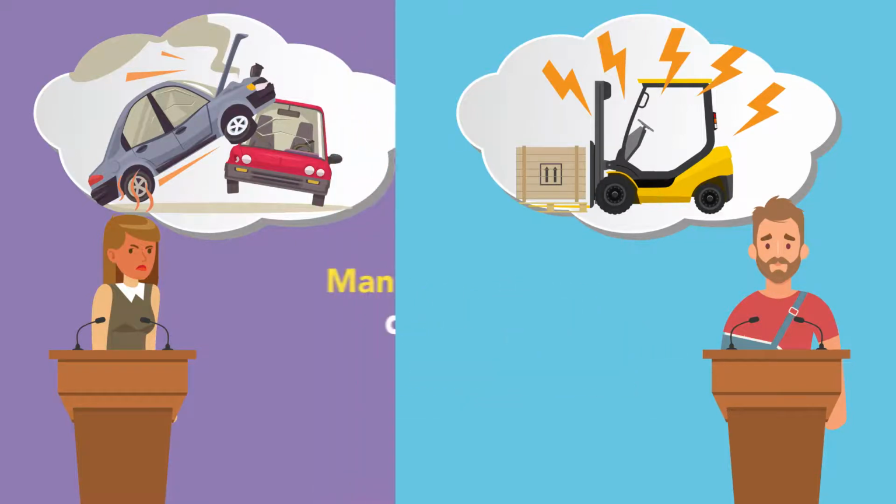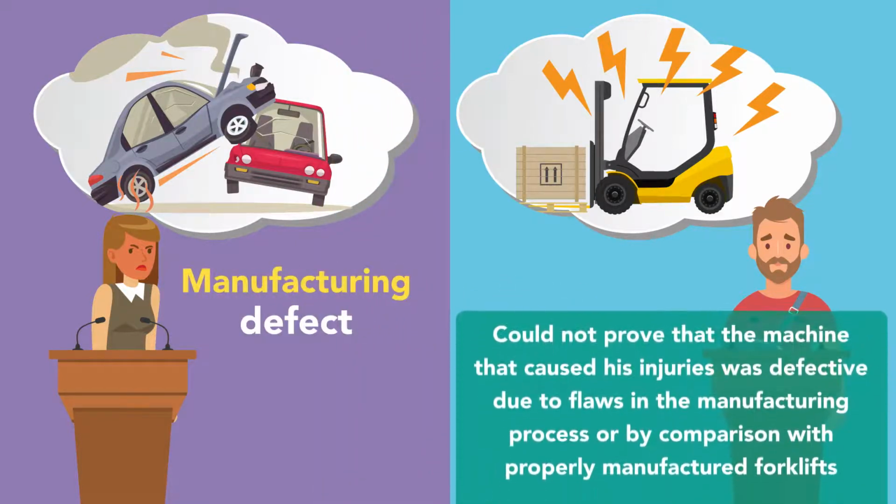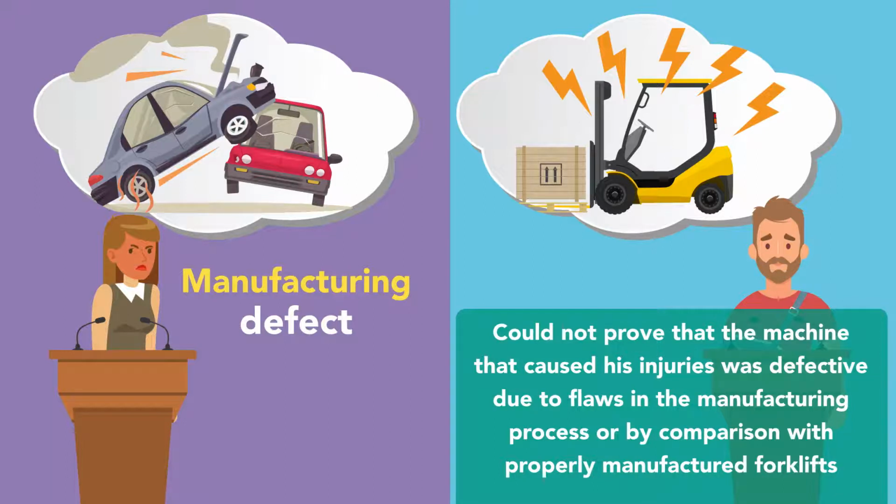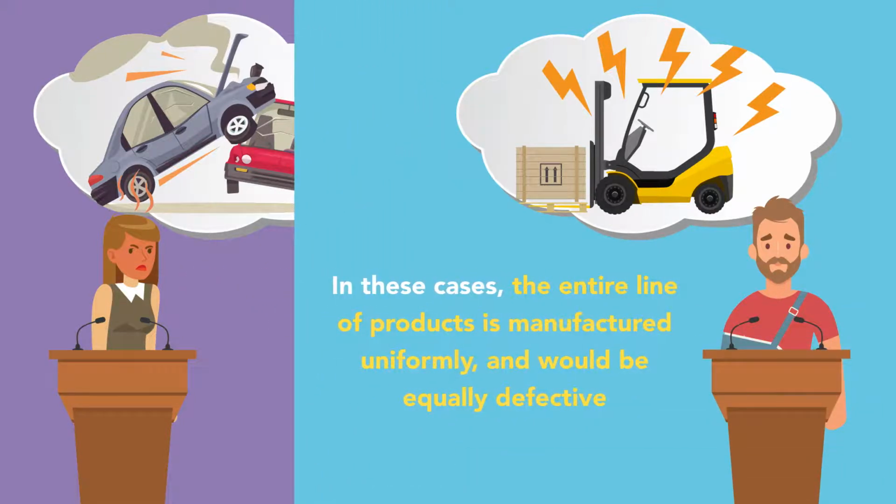So, unlike the case of a manufacturing defect, the plaintiff could not prove that the machine that caused his injuries was defective due to flaws in the manufacturing process, or by comparison with properly manufactured forklifts. In these cases, the entire line of products is manufactured uniformly and would be equally defective.